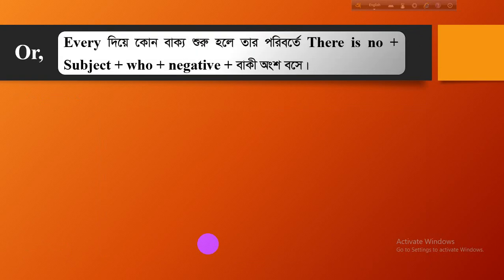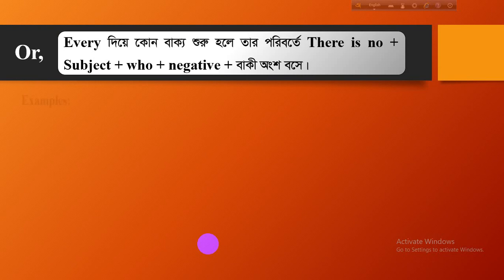So dear student, for the rules 3, there are some alternate rules. We can use these sorts of rules for every. So let's come. Every দিয়ে কোনো বাক্য শুরু হলে তার পরিবর্তে there is no plus subject plus who plus negative plus বাকি অংশ বসে. So from the earlier rules we come to know instead of but we can use who. As who is there, after who the auxiliary should be negative.